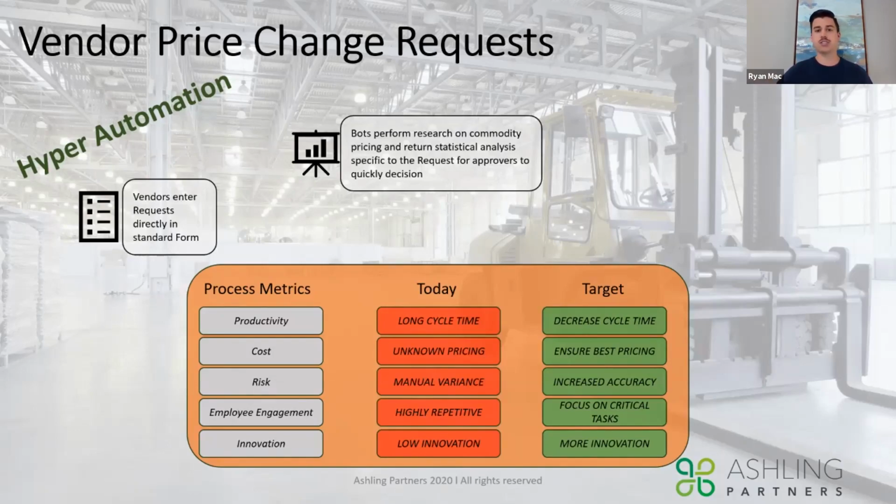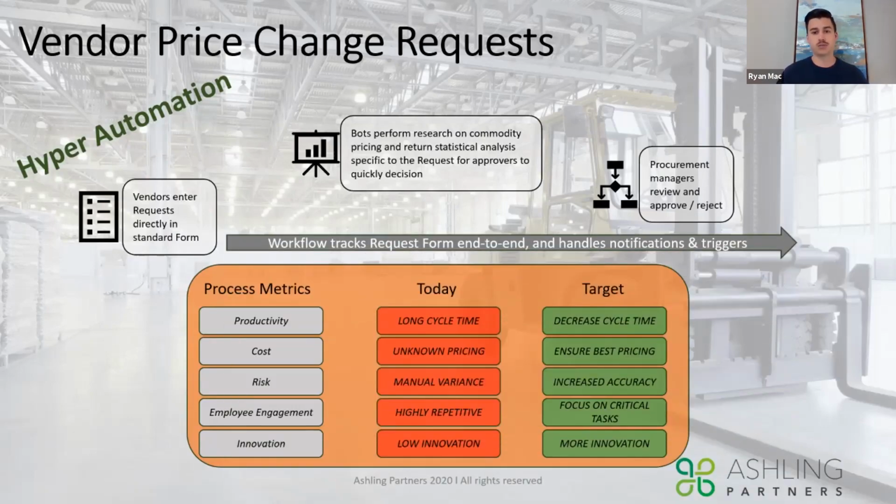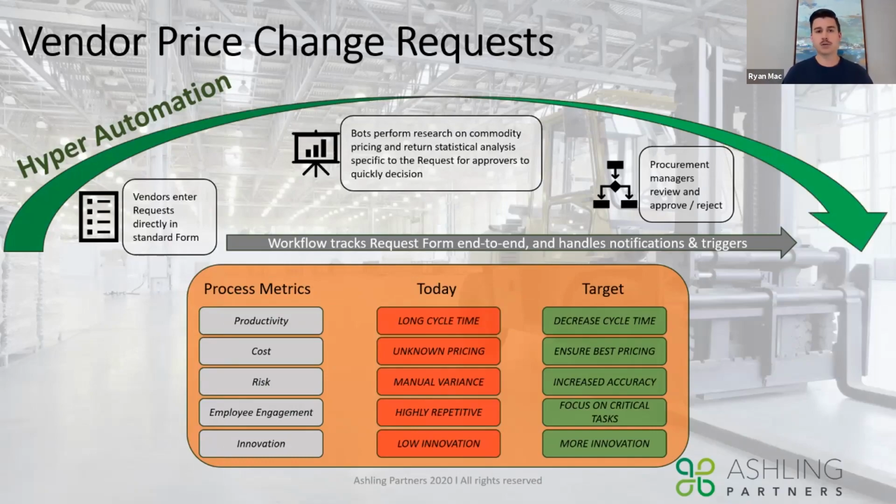They're the task doers. They're the ones performing the analysis and the research and providing back relevant information for the human. And finally, our managers, as mentioned, are going to focus on those critical thinking tasks, which is really the review, approval, and rejection of the request.